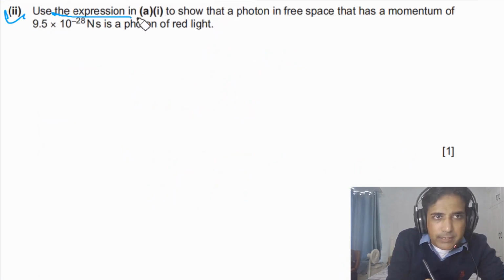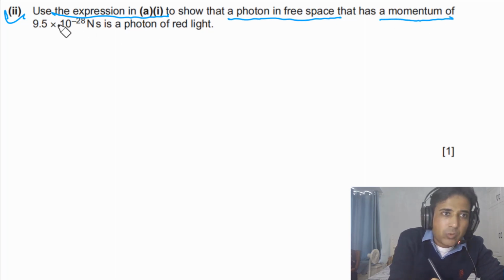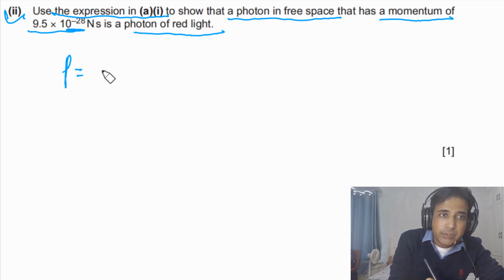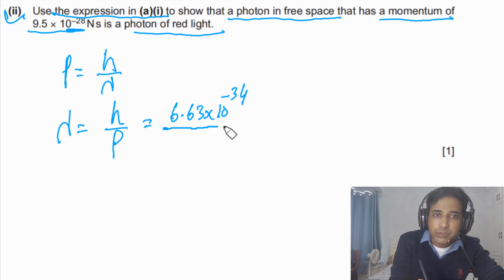The second part says, use the expression in A1 to show that a photon in free space that has a momentum of 9.5 times 10 to the minus 28 newton second is a photon of red light. In the last part, we wrote that P is equal to h over lambda. Now we need to calculate the value of the wavelength lambda, so simply h divided by P. The value of Planck's constant is 6.63 times 10 to the minus 34 joule second, and you can find this value in the data given on the second page.